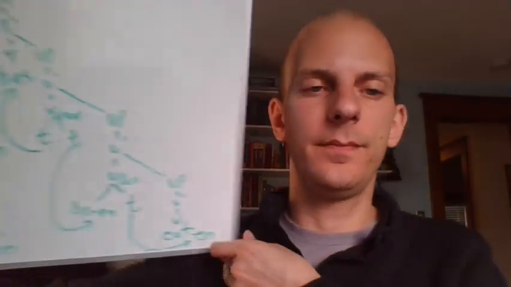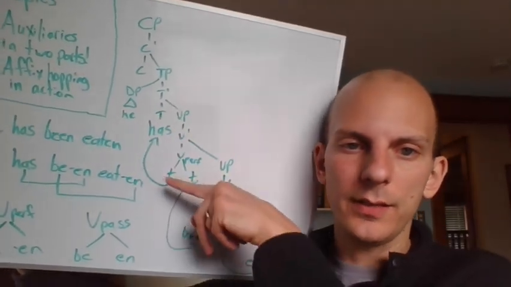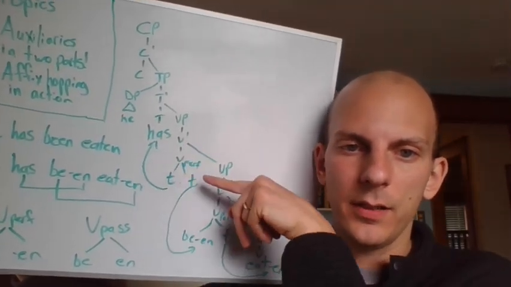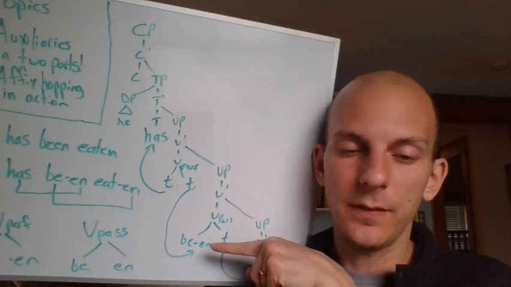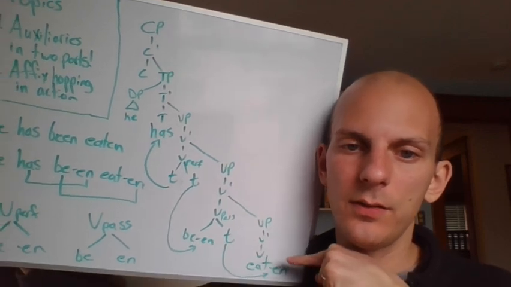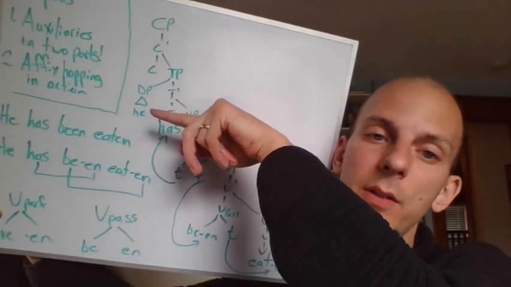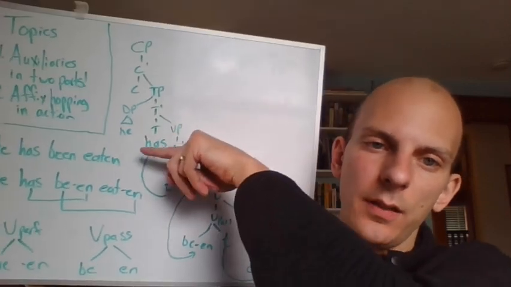So I replaced the things that are not there anymore, that have moved out of the position that they were generated in, with a little t for trace. So now this is the trace that has moved up here. Here's a trace that's moved down here, the en. Here's a trace that's moved down here, en. And so now finally we see our sentence come together.